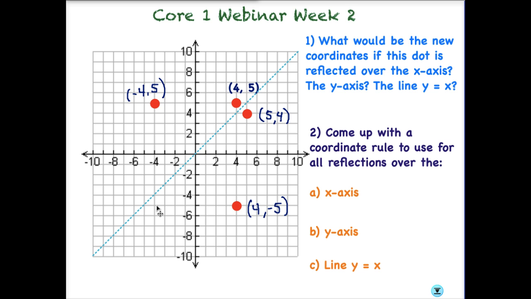All right, you guys, so what I'm going to have you guys do is come up with a coordinate rule to use for all reflections. So start with x first. How do you go from 4, 5 down here to 4, negative 5? What do you do to the coordinates? So go ahead and give that a try.